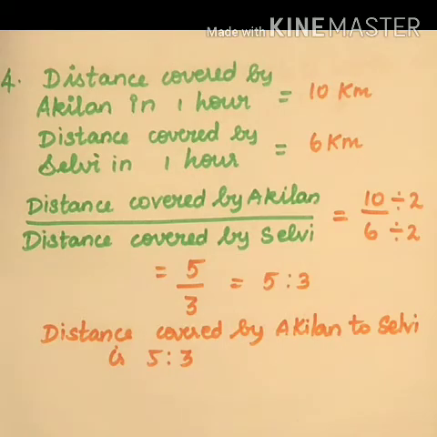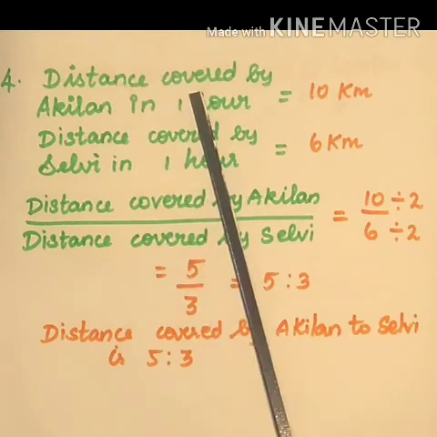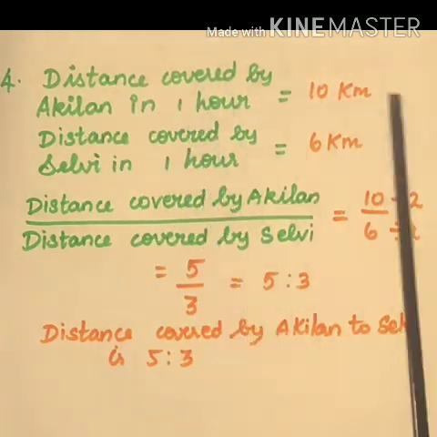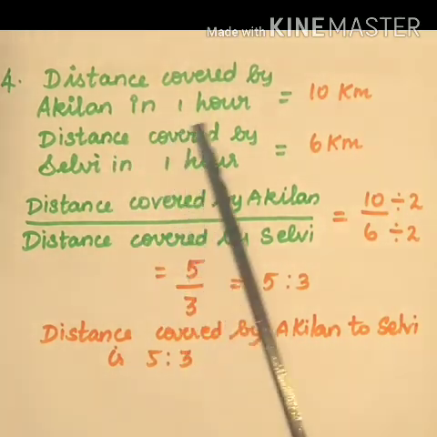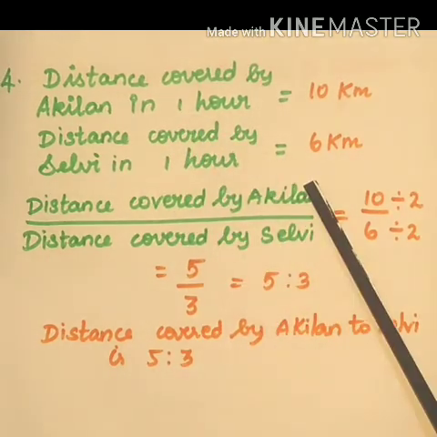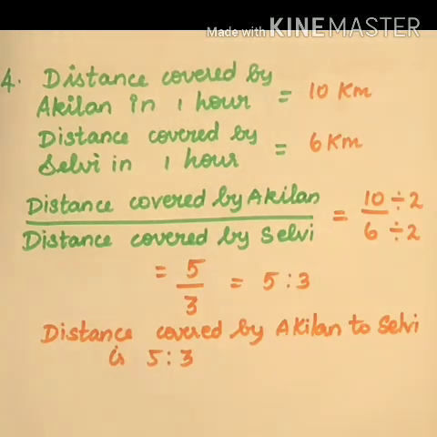Students, if a word problem is given, first you have to write the statement. Distance covered by Akilan in 1 hour is 10 km. Distance covered by Selvi in 1 hour is 6 km. This is given in the question. Here, what they are asking to find is the simplest ratio of the distance covered by Akilan to that of Selvi.